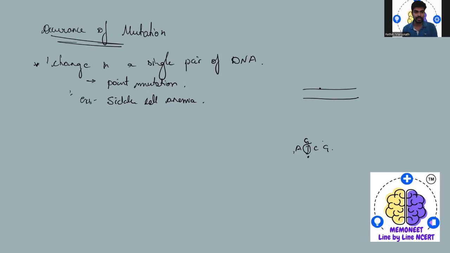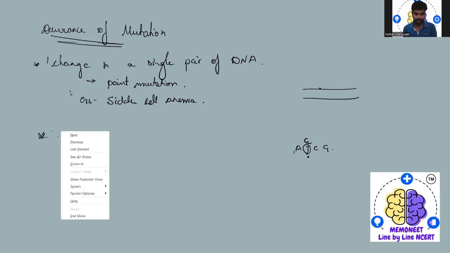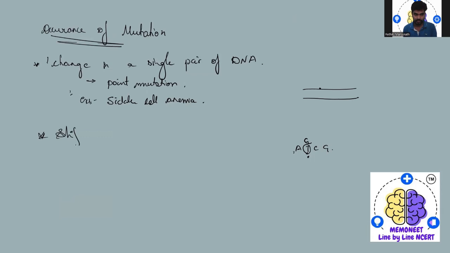Another example is deletion or addition of a base pair of the DNA. If any base pair has been deleted, or a newly unknown base pair has been added in the DNA, it could cause a frameshift mutation. So this is another point.